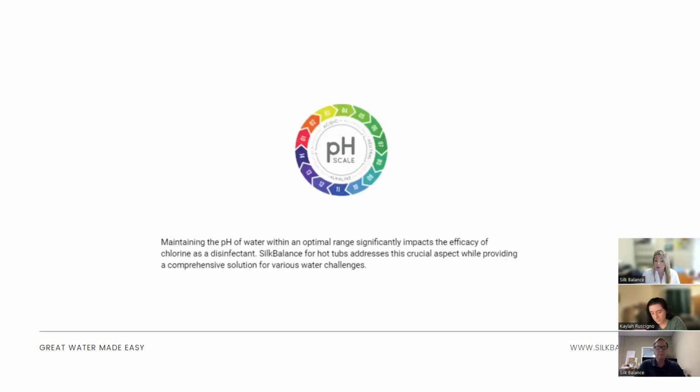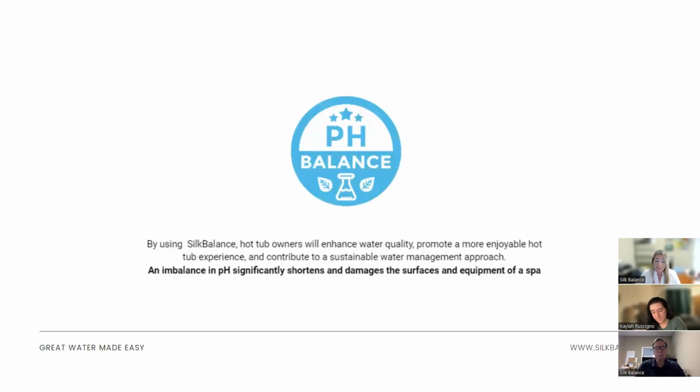Maintaining the pH of water within the optimal range significantly impacts the efficacy of chlorine as a disinfectant. SilkBalance for hot tubs addresses this critical aspect while providing a comprehensive solution for water challenges. Using SilkBalance, hot tub owners enhance their water quality and promote a more enjoyable hot tub experience and contribute to sustainable water management. An imbalance of pH significantly shortens the life of and damages the surfaces and equipment of a spa.